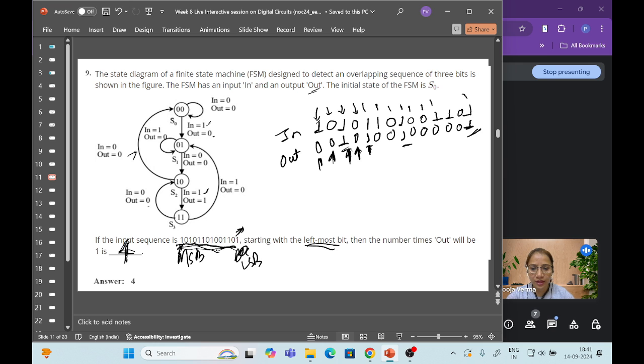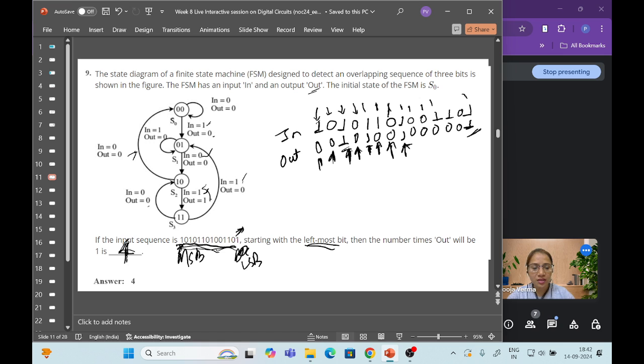So now we have moved to state 11, and again the input is 1. For the next input, in is 1, so it is moving to state 01, and the corresponding out is 0. So it has moved to state 01. Now check the next input, which is 0. For input 0, it is moving from 01 to 10, and the corresponding out is 0. So note it down. Again next in is 1, and the corresponding out is 1 here. It is moving from 10 to 11.